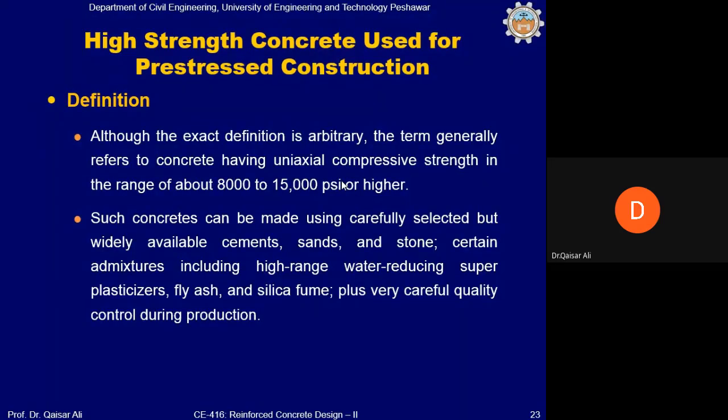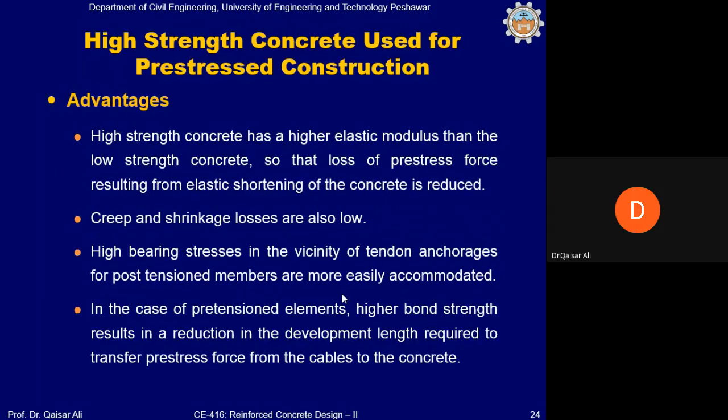Such concretes can be made using carefully selected but widely available cements, sand, and stone, certain admixtures including high-range water-reducing superplasticizers, fly ash, silica fume, plus very careful quality control during production. You must have studied these things in your concrete course. The advantages of high-strength concrete are that it has a higher elastic modulus than low-strength concrete, so that loss of pre-stress force resulting from elastic shortening of the concrete is reduced. Creep and shrinkage losses are also very low.